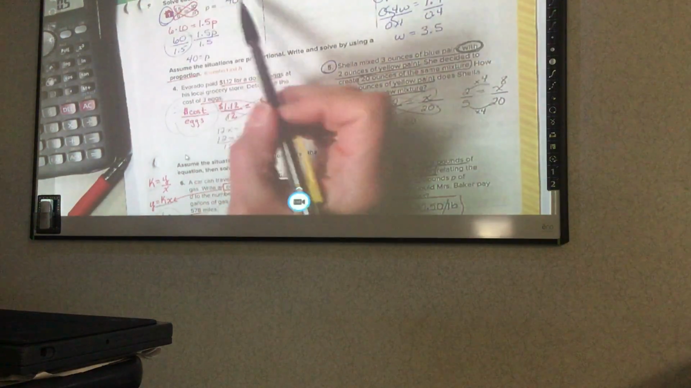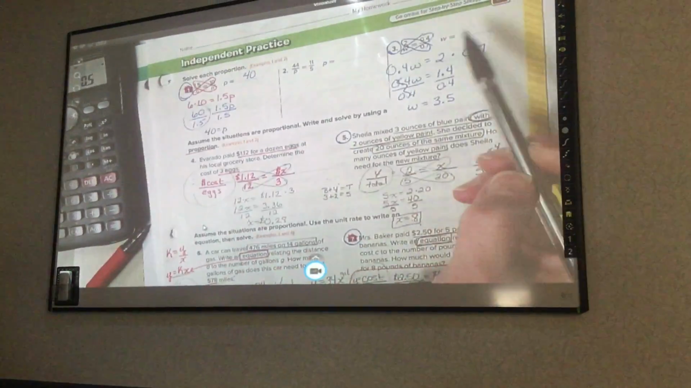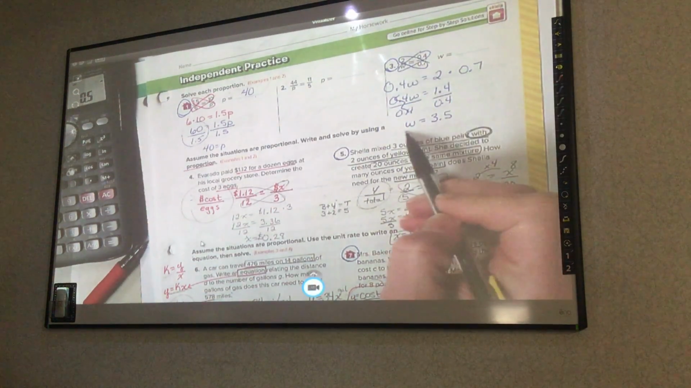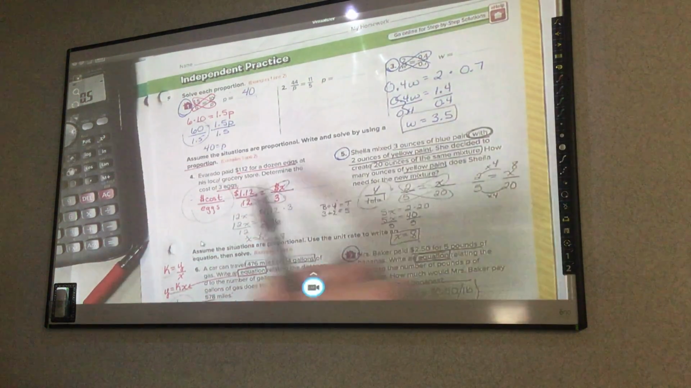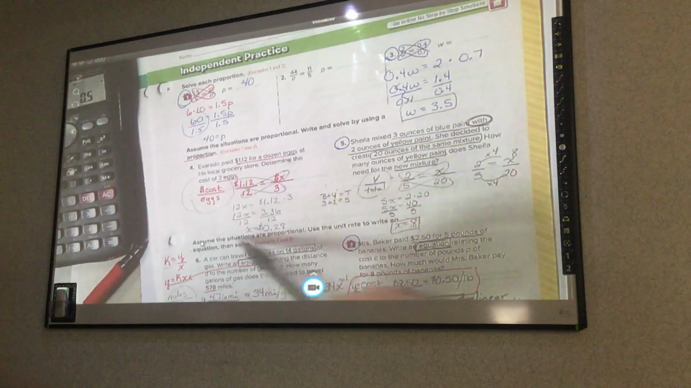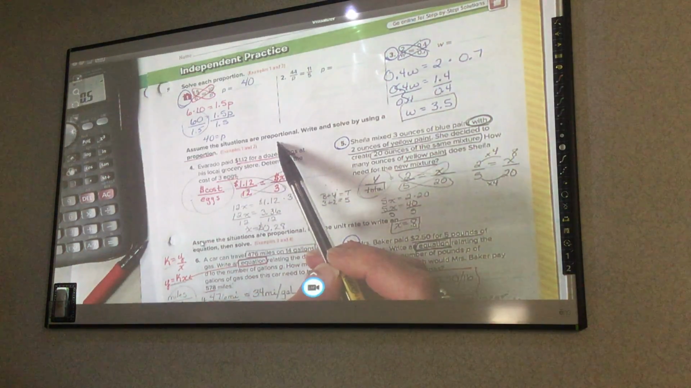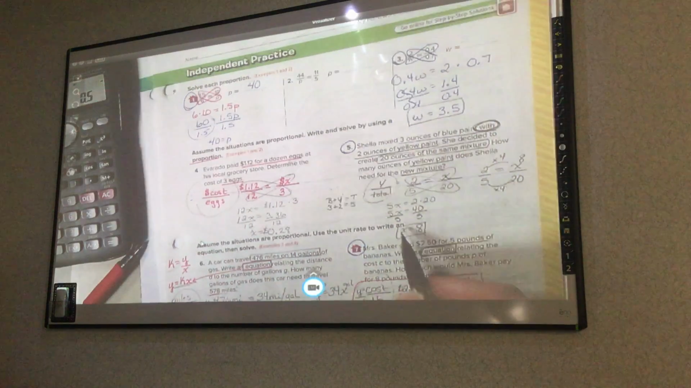The answer to number 1 was 40. The answer to number 3 was 3.5. We did 4 together, even though that wasn't homework. The answer to number 5 was 8.